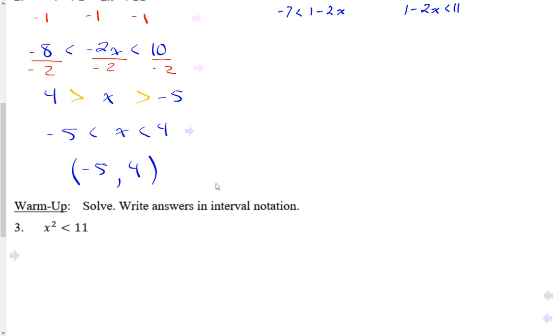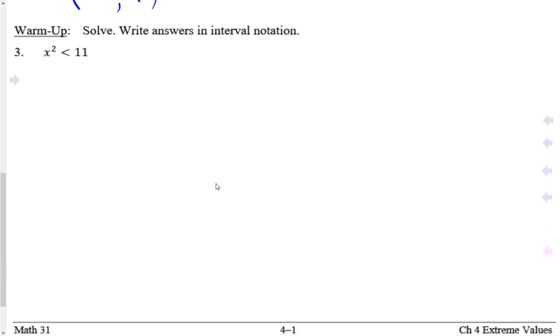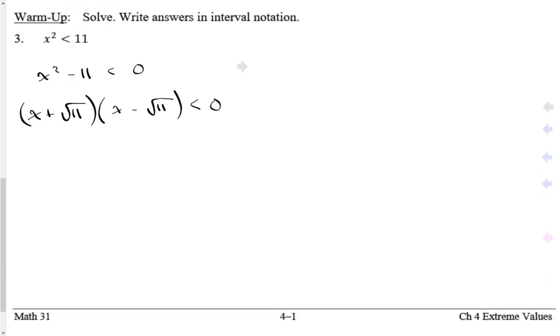Question number 3. Well, I hope you didn't square root both sides. As you learned in grade 11, if we have a quadratic inequality, what we need to do is to collect all the terms to one side of the inequality so that the other side will be a 0. And in this case, I factored the left-hand side and I thought of it as a difference of squares. Even though 11 isn't a perfect square, I treated it as though it were.